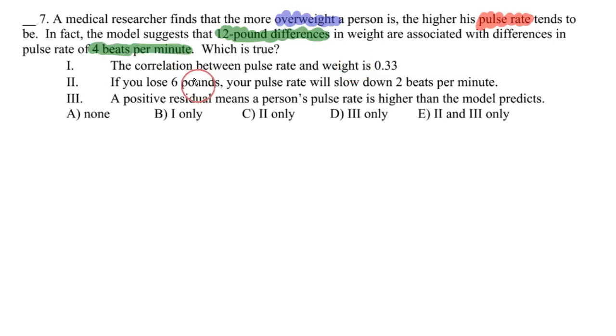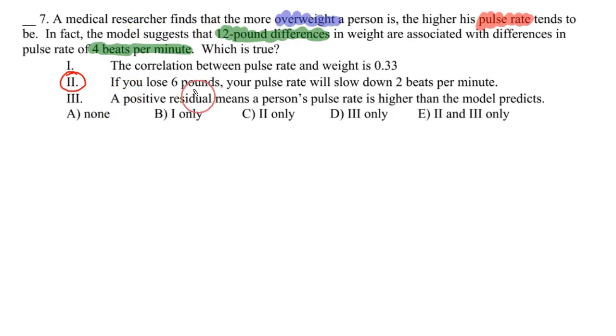If you lose 6 pounds, your pulse will slow down by 2 beats per minute. This seems on the surface to be true. The reason I say that is because if you notice, losing 12 pounds reduces 4 beats. So losing 6 pounds would suggest 2 beats, because both of the numbers 12 and 4 are cut in half.